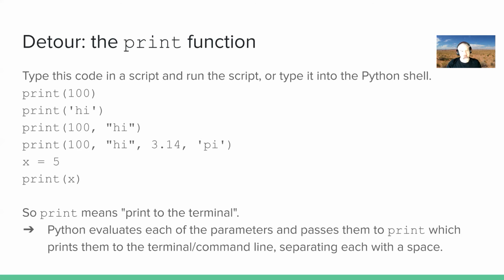If you print 100 hi, it'll spit out 100 space hi, and so on and so forth, right? And print essentially means print to the terminal. It basically is a way of printing to the screen what we tell it to print. So it's basically show me this, right? So print is show me 100, show me hi, show me 100 and hi, show me 3.14 pi, whatever. That's what it does. You can put as many parameters within it as you want, and as it prints them out, it'll put a space between each of these parameters.